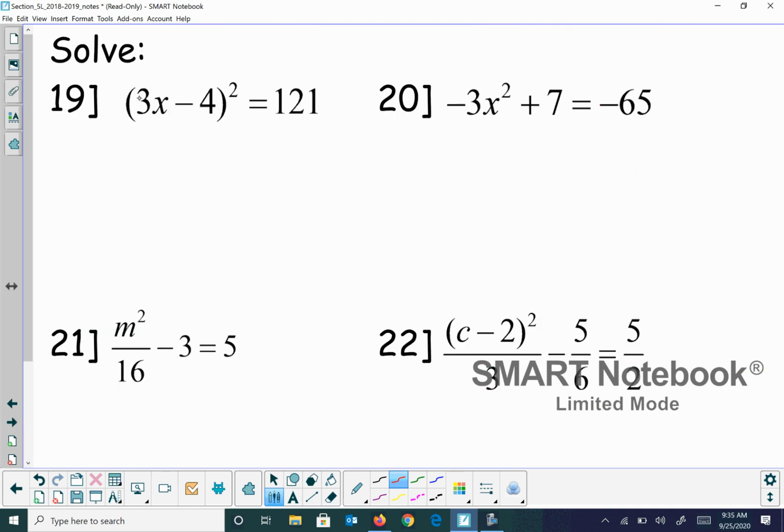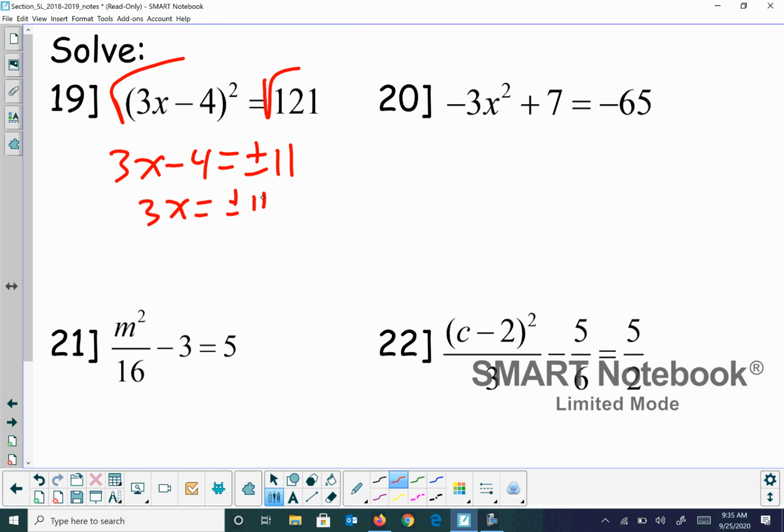All right, next problem. Square root of 121 is 11. Don't forget the plus or minus 11. So then we're going to add 4 to both sides. And then divide by 3. Let's take care of that first.